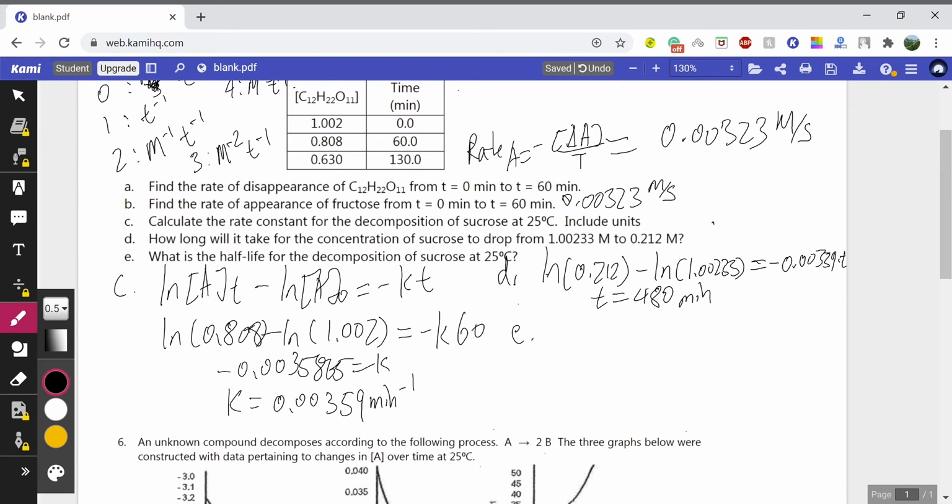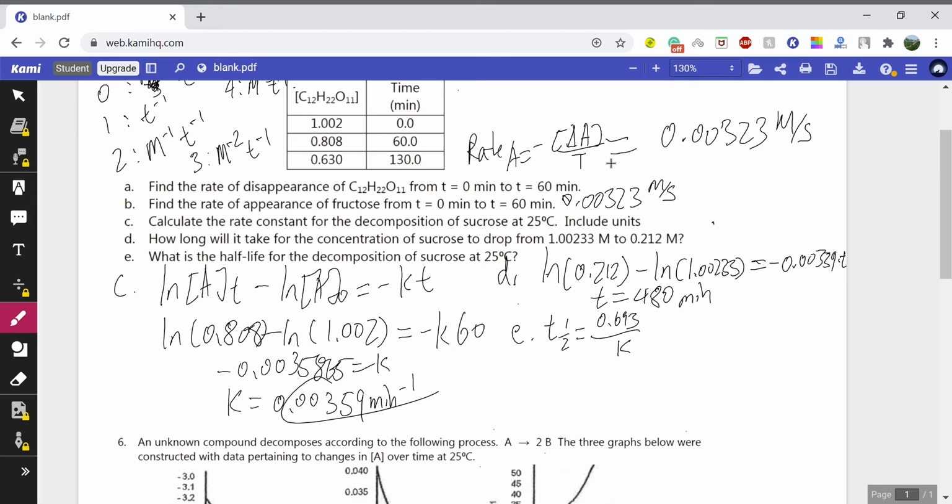Now finally, let's do E. What is the half-life of the decomposition of sucrose? Half-life, t of 1/2, is equal to 0.693 over k. Now we just found k, so all we need to do is substitute that into the formula. 0.693 divided by 0.00359 gives you 193 minutes. So the half-life will be 193 minutes.